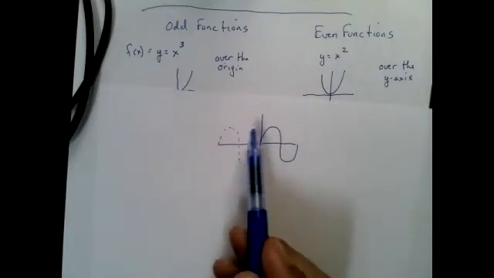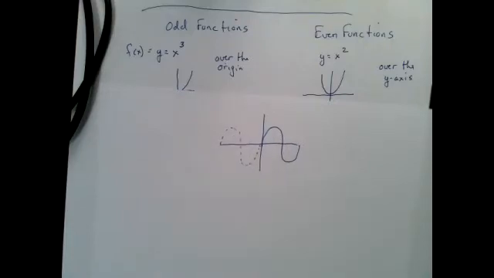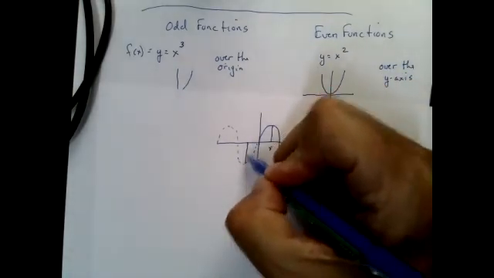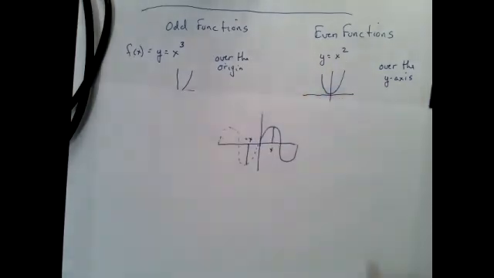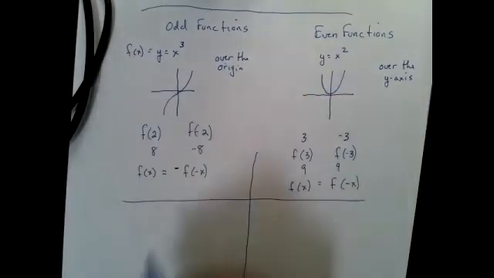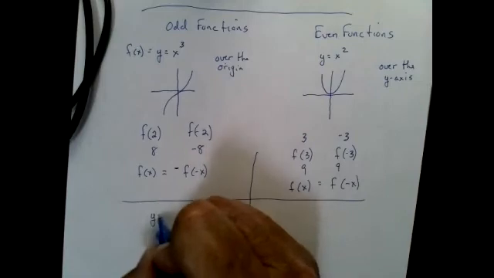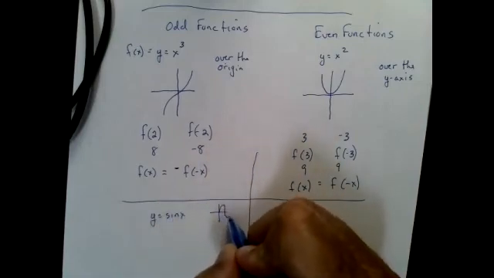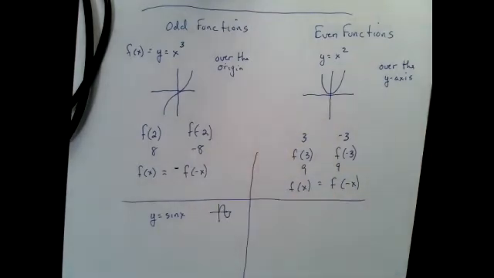Can I flip it over the x-axis? Even? No. Positive. No. Negative. If I picked an x and went up, I picked a -x and went down, what do I know about their y values? They're opposite. So y equals the sine of x, which is this graph, is going to be in the odd category.